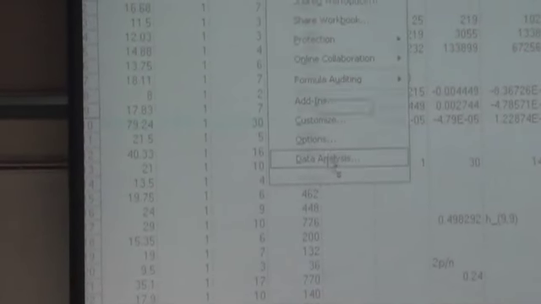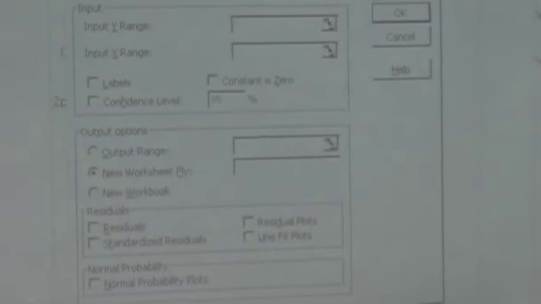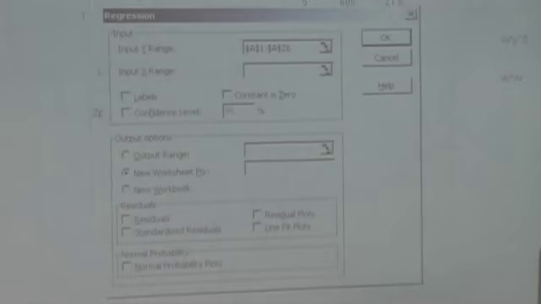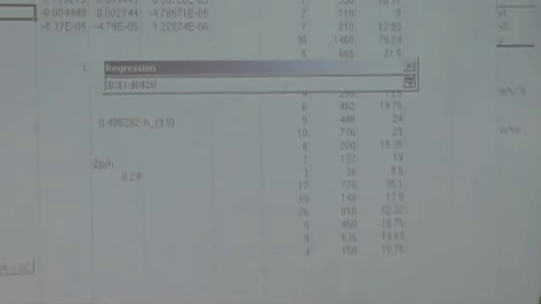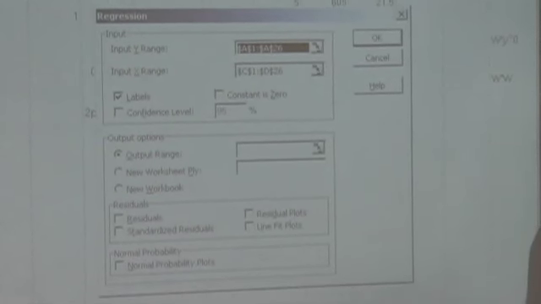Tools, Data Analysis, Regression. Okay. Input Y range was all of these, right? Input X range was just the X1 and the X2, no column of ones. That was only used for calculating the X matrix. Labels yes, no constant. Okay, output range. All I want is the estimates. So we get beta 0 hat, beta 1 hat, and beta 2 hat. That's with the full data set.